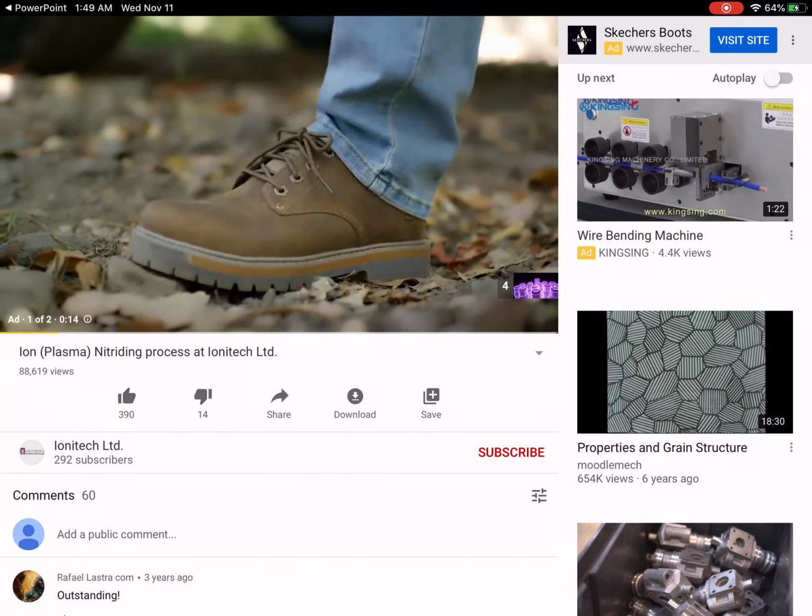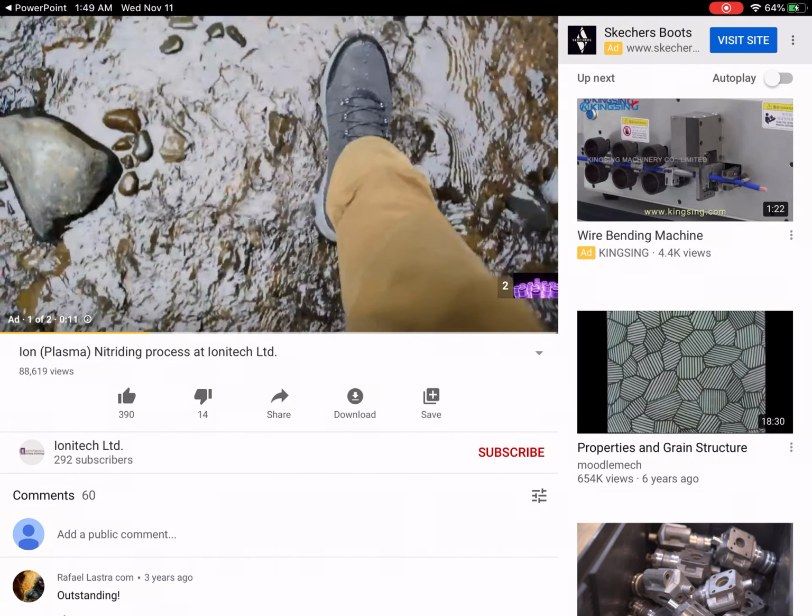When you hear the call of the wild, answer with a pair of Skechers. Waterproof, insulated.